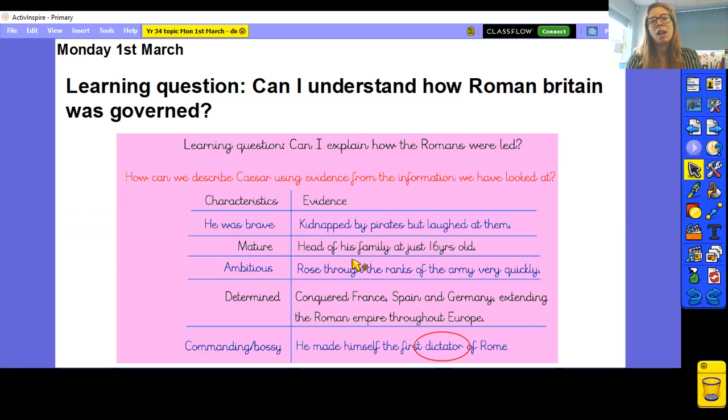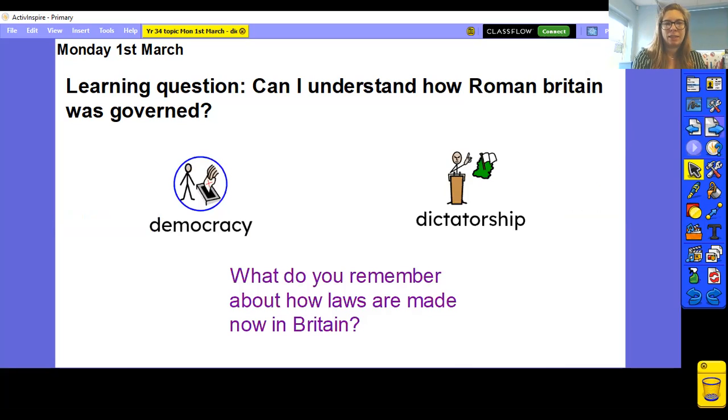So last time we did think about how Caesar ruled the Roman Empire, and we thought about these different characteristics, and we said he was the first dictator of Rome. So we're going to think a bit more about what that word means today. So let's first of all see if you can think, what do you remember about how laws are made now in Britain? Because last lesson we did a little bit on that, and we talked about how rules were made. So I wonder if you could remember that.